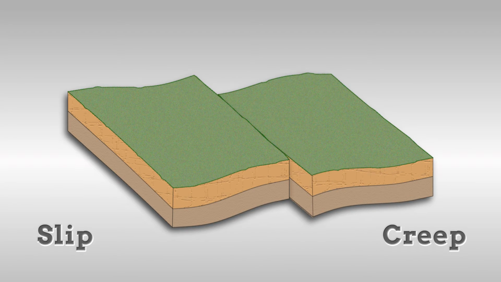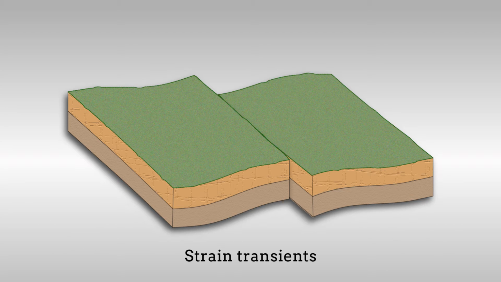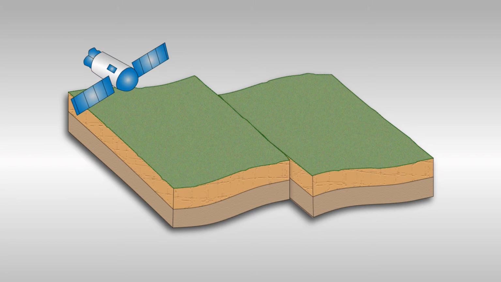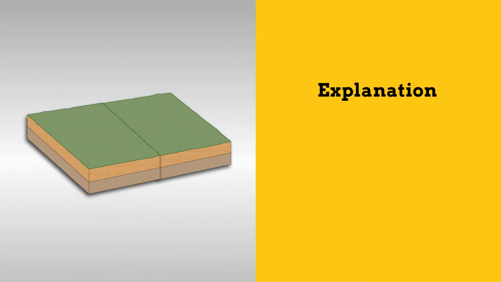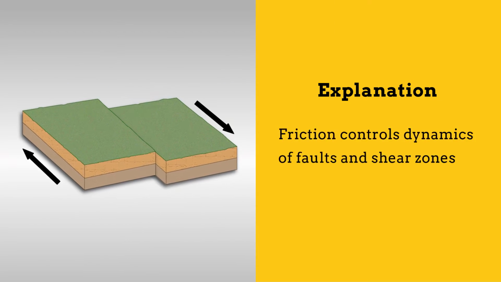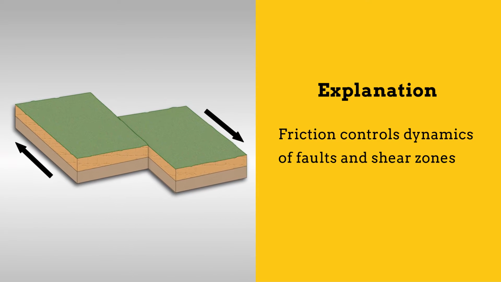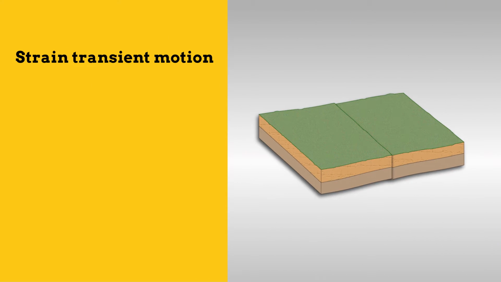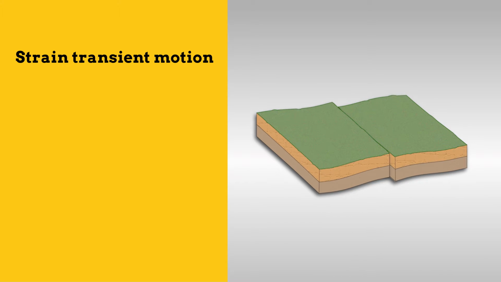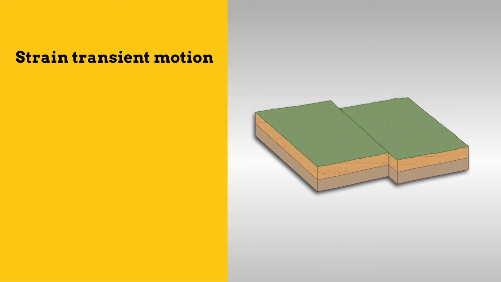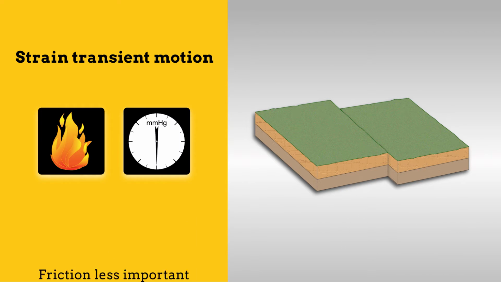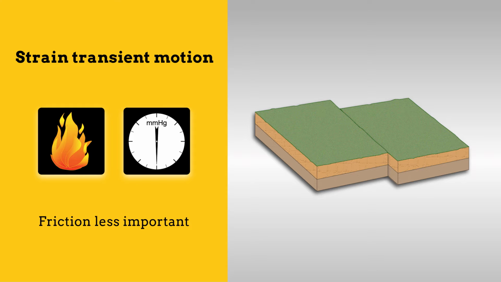Some of these slower geological motions, or strain transients, are so gradual that they have only recently become measurable with the advent of GPS and satellite measurements over time. A common explanation for these phenomena is that friction controls the dynamics of faults and shear zones. Yet, strain transient motions require an explanation that also considers how rock behaves when it softens under heat and pressure, and friction becomes less important.